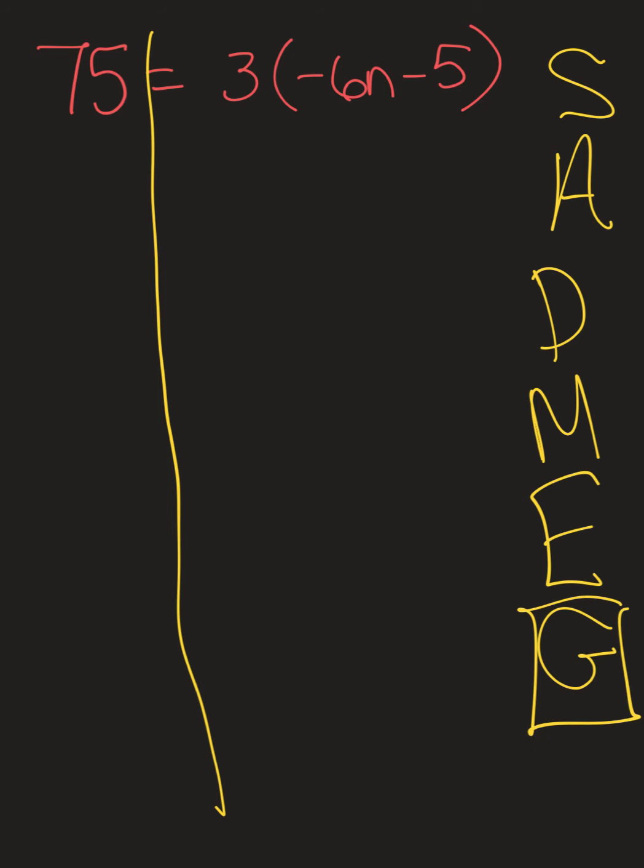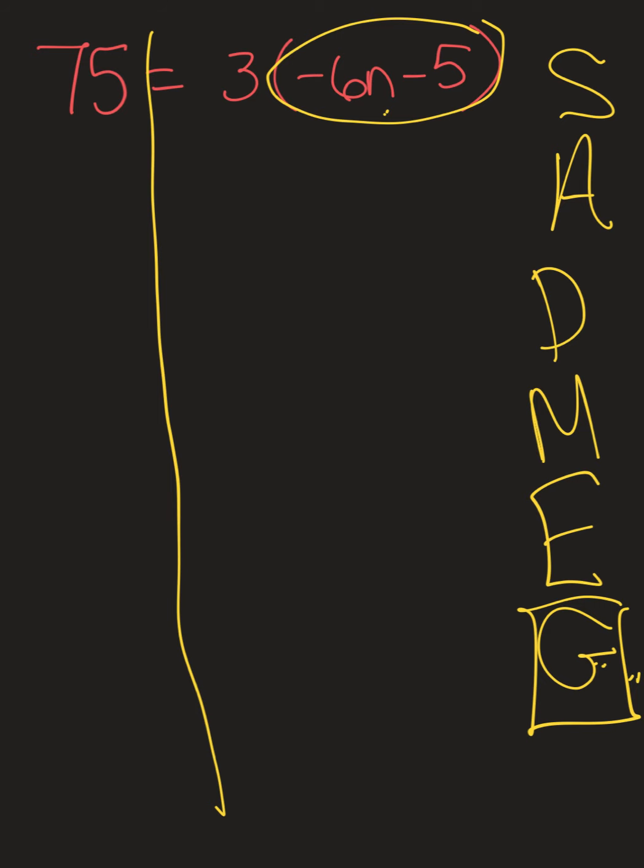Grouping goes first, goes last when we're actually doing inverse order. But this is 3 times all of this. That means that whatever's inside the parentheses is going to be simplified last, okay? So if I use SADMEG, I would simplify the grouping piece, the parentheses piece, last.